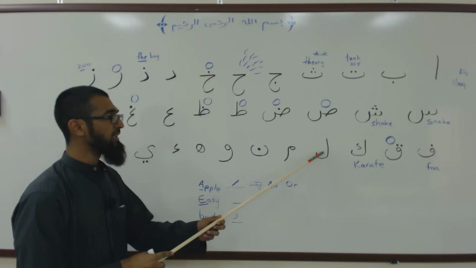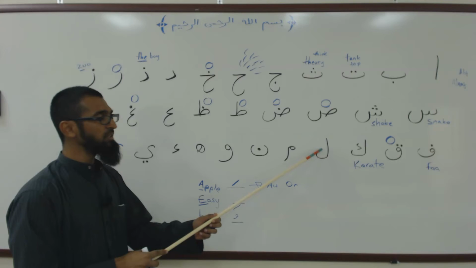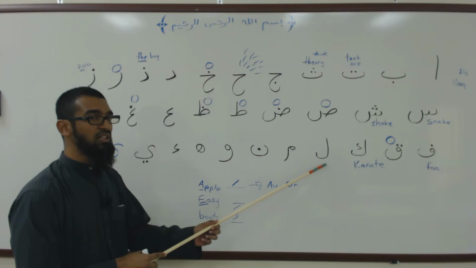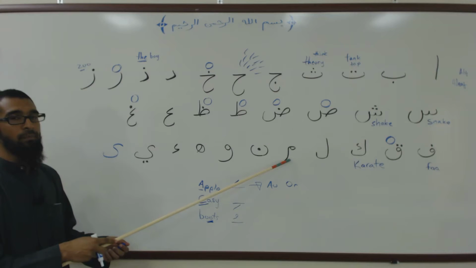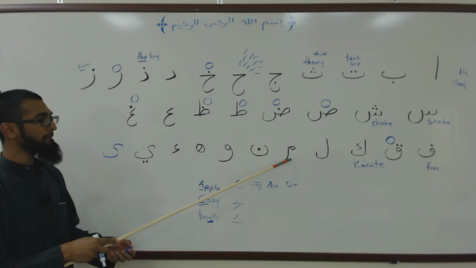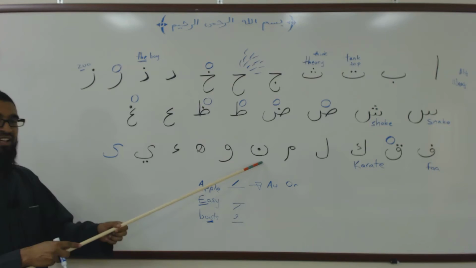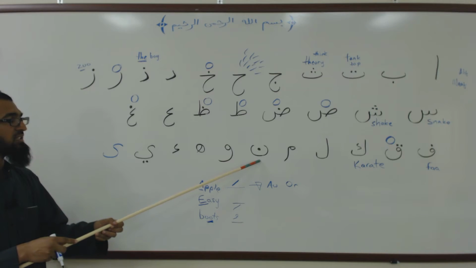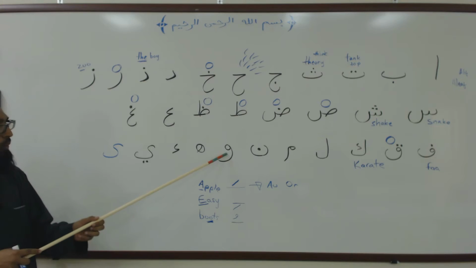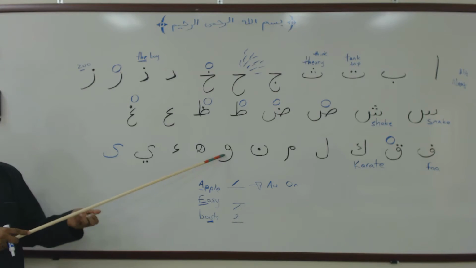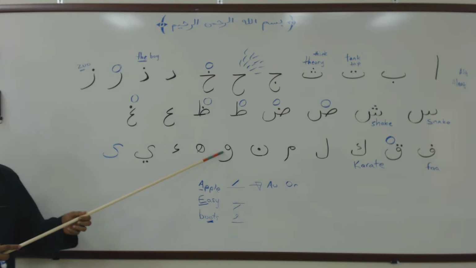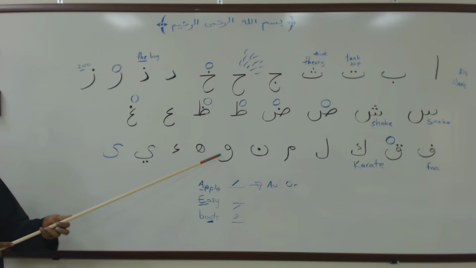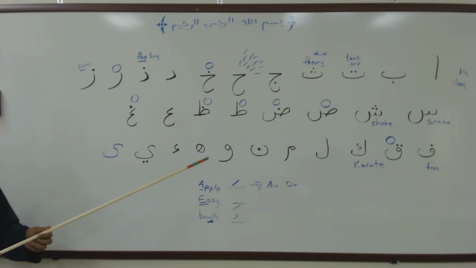L, lam. Lam is just the L sound, right? Meme, very easy, just the M sound. M, meme. Noon, very easy again. The N sound. N, noon. Wow, very easy. The W sound, right? W, wow. Like, wow is like when you see something and you're surprised. Wow. This is a wow.